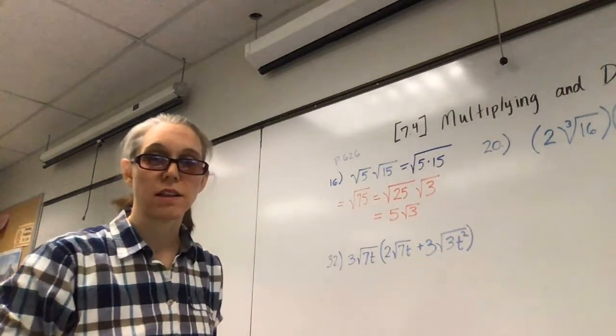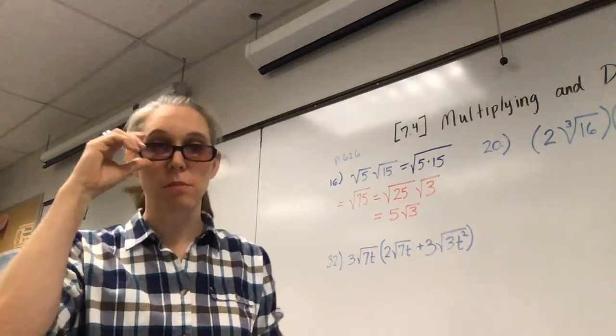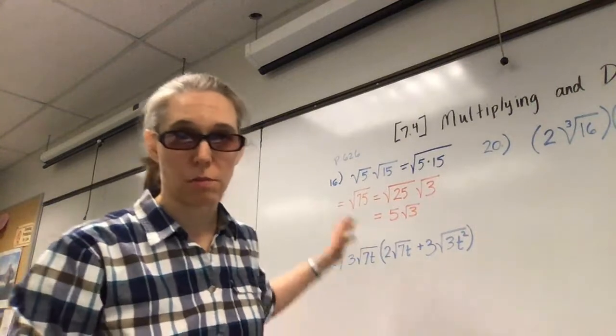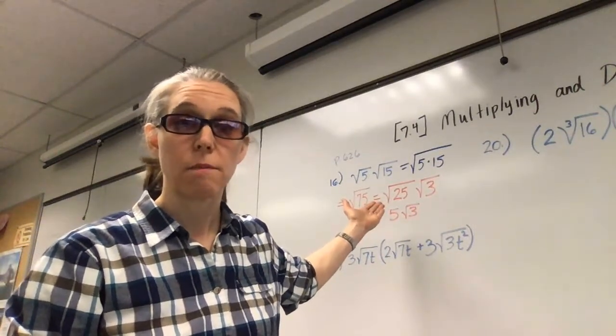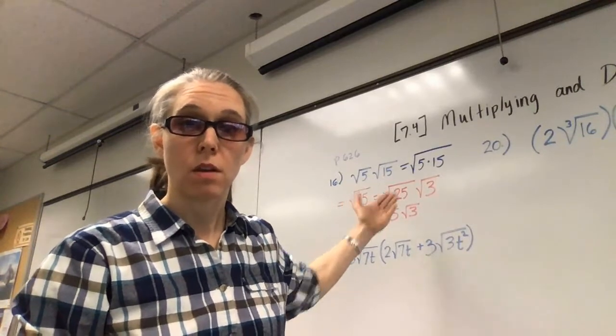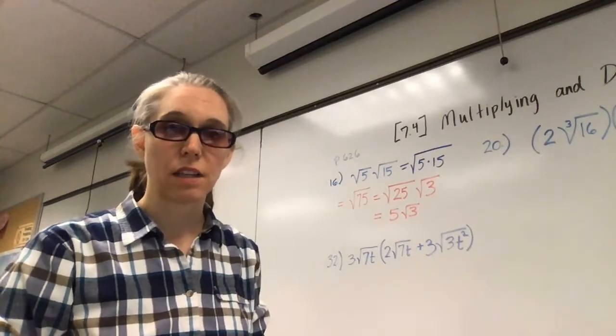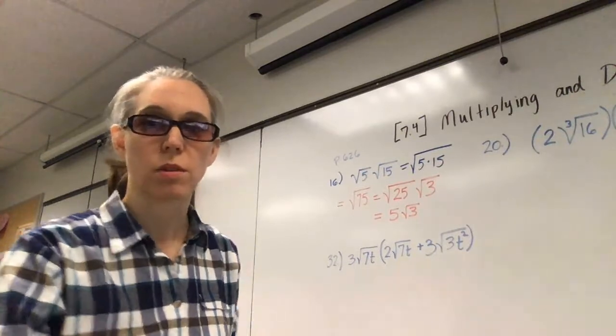So first multiply them together. That's the first part of the problem. The second part of the problem is then to simplify using the methods that we learned in 7.3. Okay, so that was a really simple example. Now we're going to move on to some harder ones.